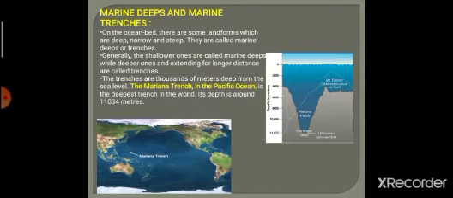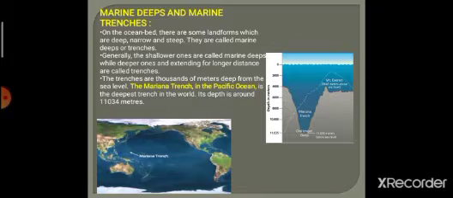Next, marine deeps and marine trenches. On the ocean bed, there are some landforms which are deep, narrow and steep. They are called marine deeps or trenches. Generally, the shallower ones, not too wide and not too deep, are called marine deeps, while deeper ones extending for longer distances are called trenches. These trenches are thousands of meters deep from the sea level.